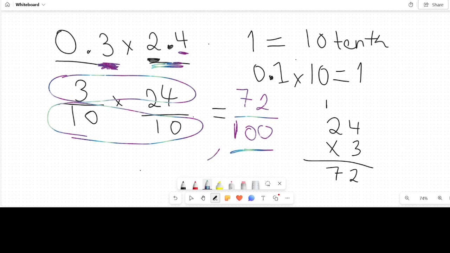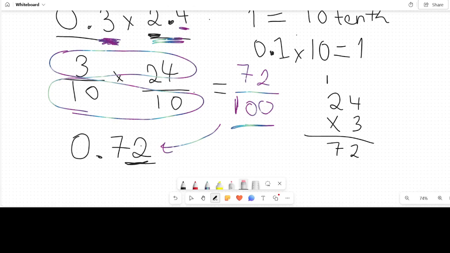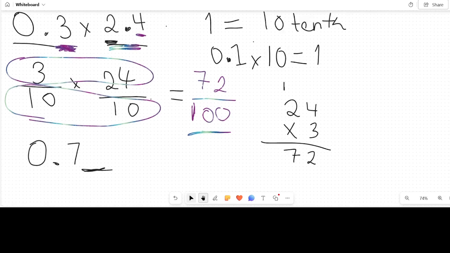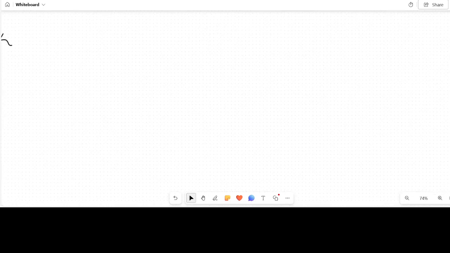I can easily rewrite this now as a decimal, and I get 0 and 72 hundredths. My 2 lands in the hundredths place. I'm going to go ahead and move to the right and try another problem. I'm going to do another decimal fraction by a decimal fraction.